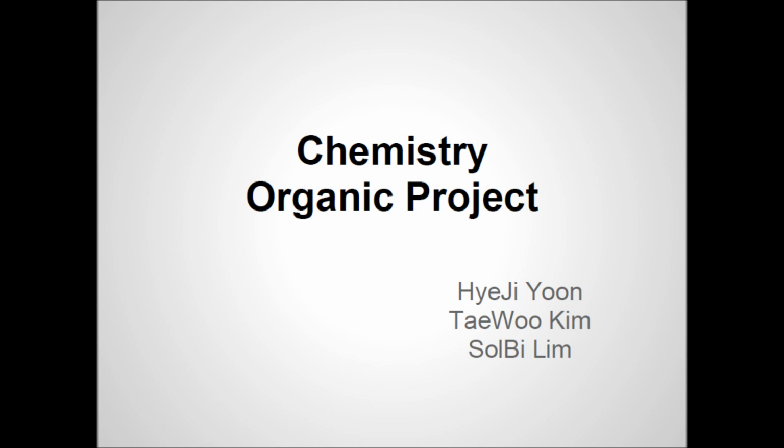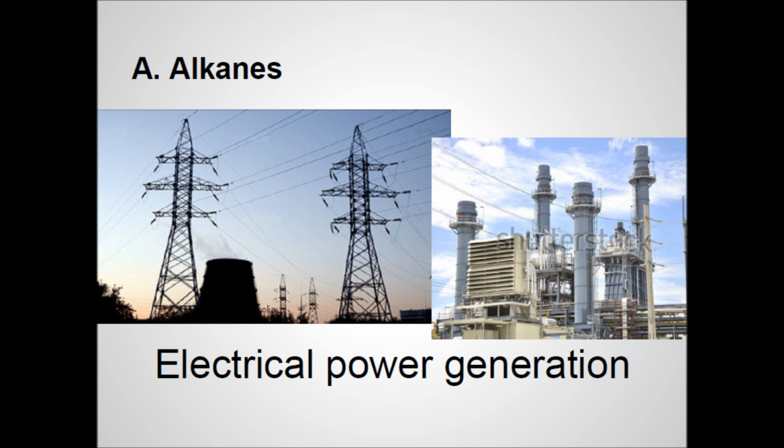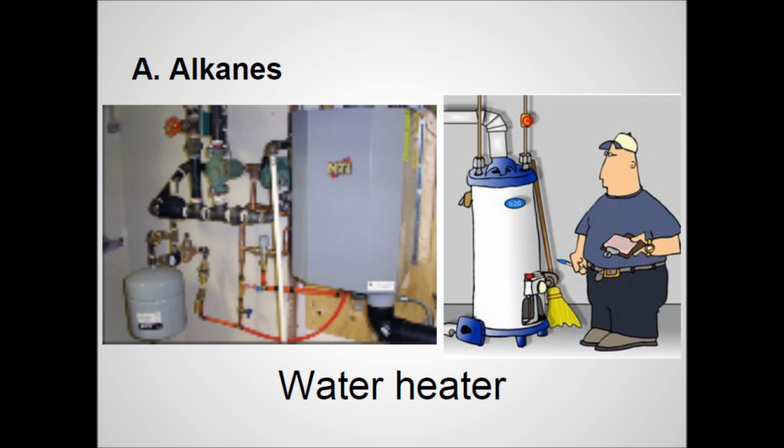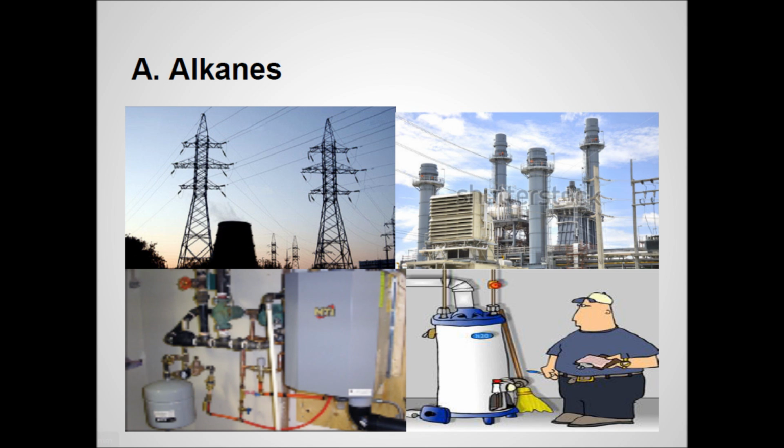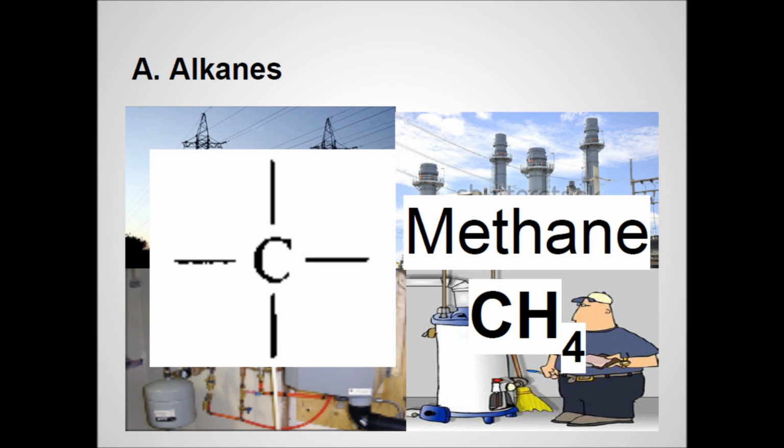We are going to start the presentation. In our lives, there are many examples of alkanes. The first picture shows electrical power generation, and this is a water heater. These examples are all composed of methane. This is the structure of methane and its molecular formula, CH4.